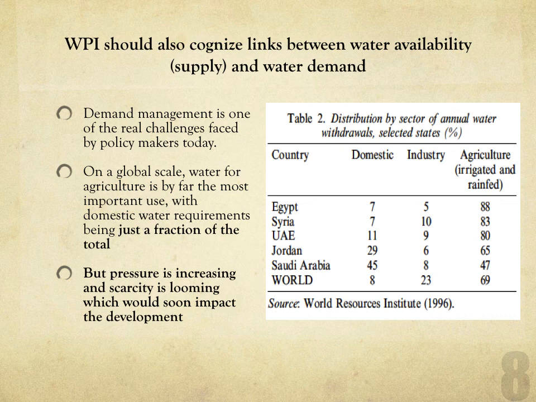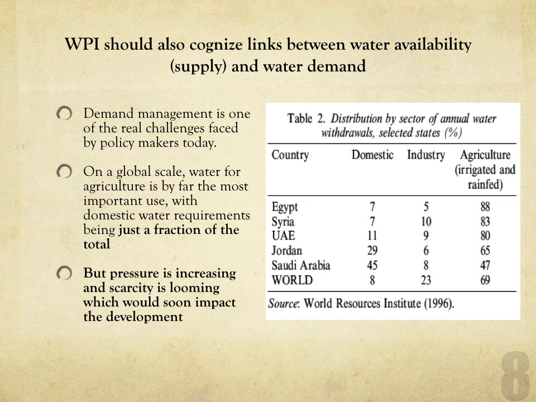And also she comments in a way implicitly on the growth trajectories of these countries. She claims that demand management is then one of the real challenges faced by policymakers today, and definitely policymakers of these countries are under immense pressure to regulate the water consumption behavior of different sectors. And further, she says that on a global scale, water for agriculture is by far the most important use, with domestic water requirements being just a fraction of the total consumption.